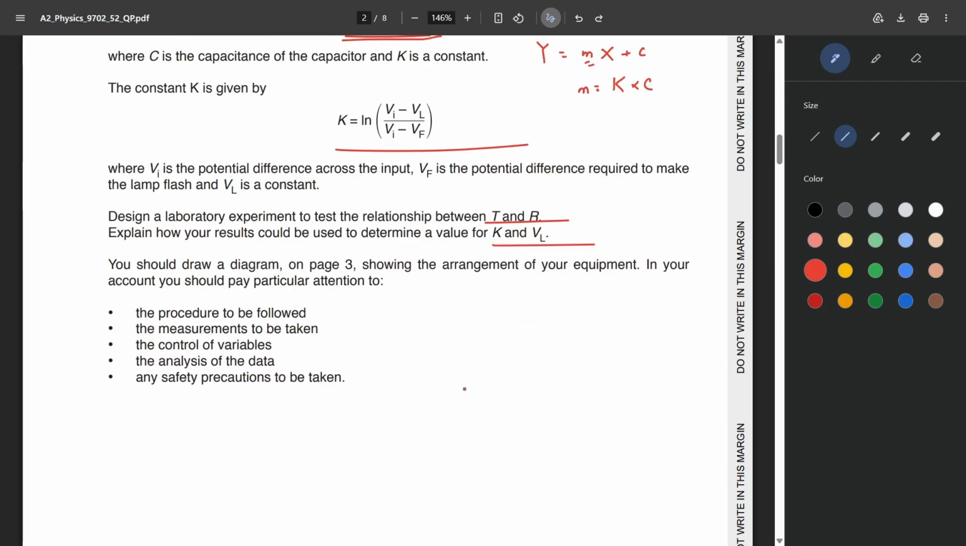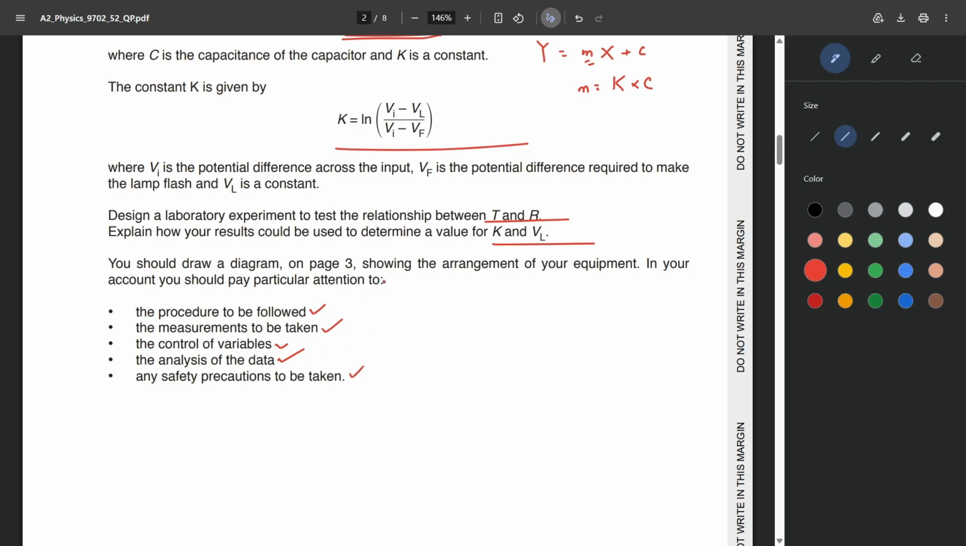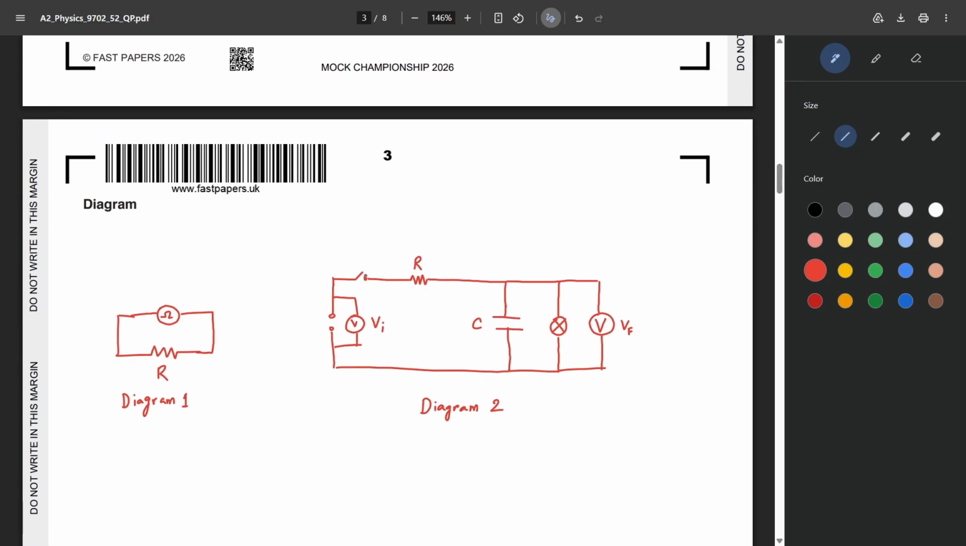Okay, so we've taken care of the procedures that need to be followed. We've also talked about the measurements that need to be taken. We've said what variables need to be controlled. And we've also talked about how the data can be analyzed. The precaution that needs to be taken in every one of these experiments is opening the switch before changing the value of R. If we keep this switch closed for too long, it might overheat the circuit.